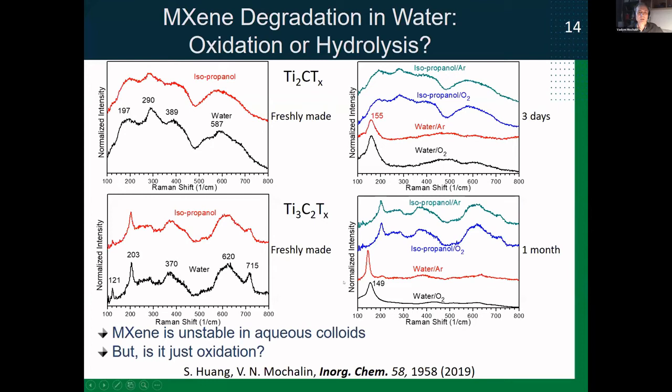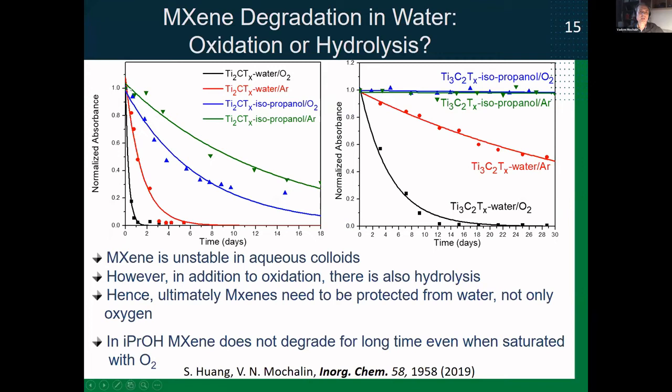So at this point, we were thinking that, okay, yes, MXene is unstable in aqueous colloids, but is it just oxidation that results in degradation? And then we did more detailed studies of the kinetics of this process using UV-vis spectroscopy. And again, the conclusion was the same: for both MXenes, titanium 2C and titanium 3C2, when they are dispersed in water, no matter whether that water was deaerated or saturated with oxygen, degradation happens much faster compared to the cases where they were dispersed in isopropanol.